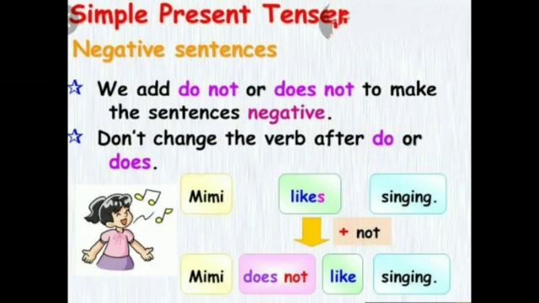When there is a negative sentence in simple present tense, we have to add not. We add do not or does not to make the sentence negative, such as Minnie likes singing. Now, if we want to write it in the negative form, how will we write? Minnie does not like singing. So, here we have added does not with the verb like.